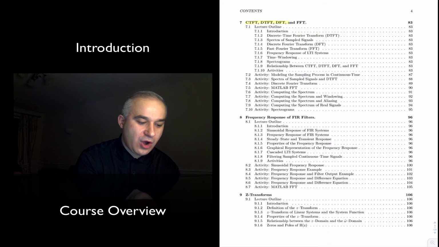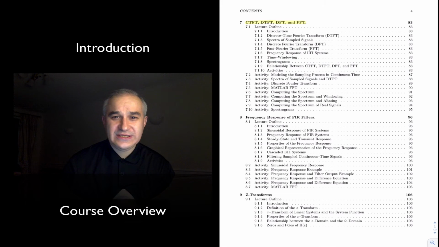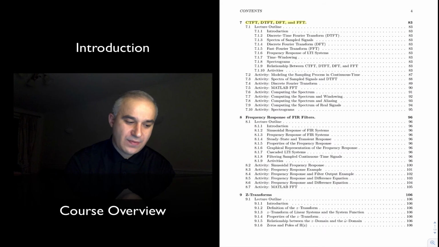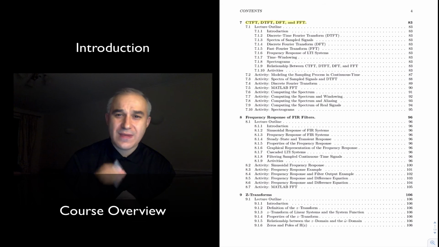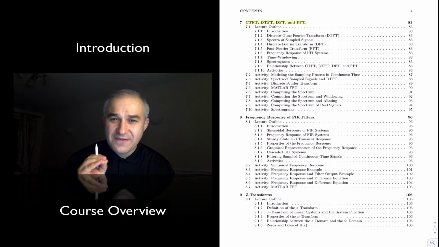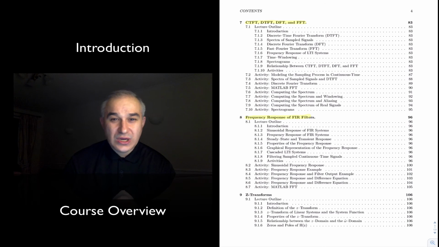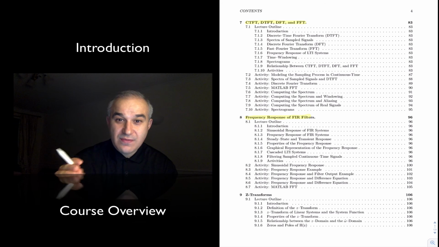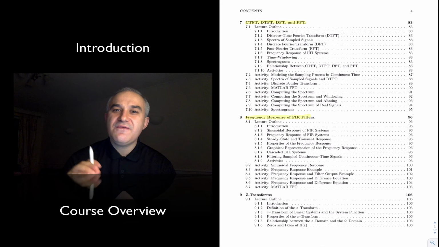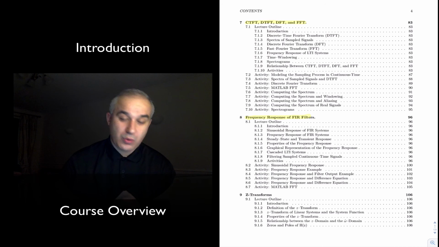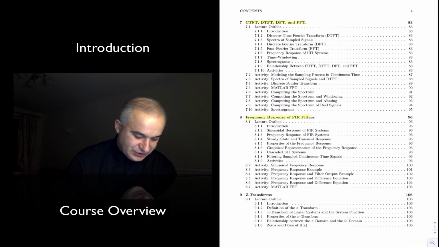So we will cover all these transforms, the continuous time Fourier transform, the discrete time Fourier transform, the digital Fourier transform, and the fast Fourier transform, and how to use these transforms. Once we have this machinery, we can look at discrete time or digital systems in the frequency domain. And so we will look at the spectrum of FIR filters and other systems.